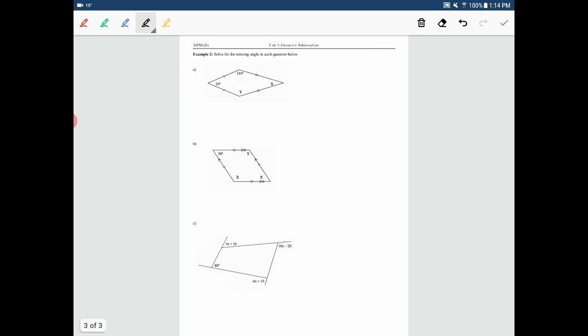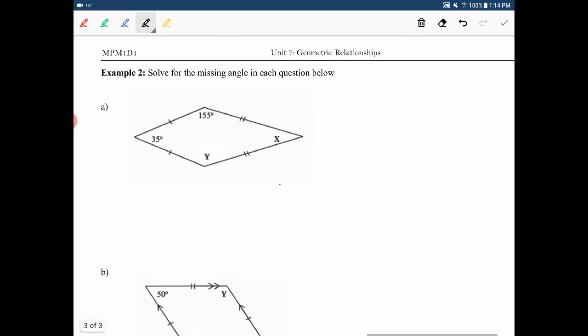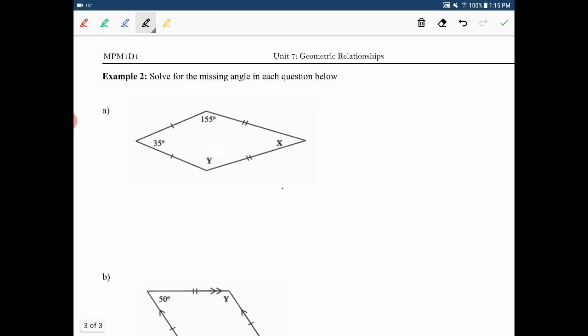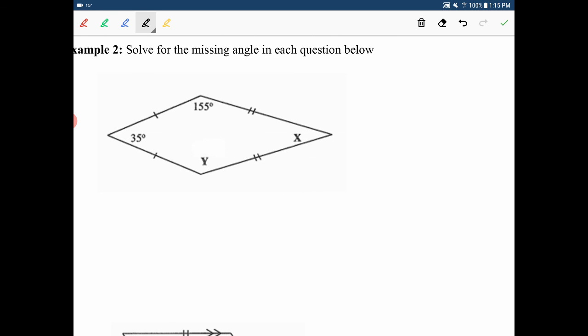So if we jump over here, we got some examples that we can take a look at. A lot of these are going to seem obvious, and hopefully they are, but if they're not, you can take a look at what you see. The first one here, we've got ourselves a kite, and we know it's a kite because these two are equal and these two are equal. One of the characteristics of a kite is that these two angles are equal, so y is going to equal 155 degrees.